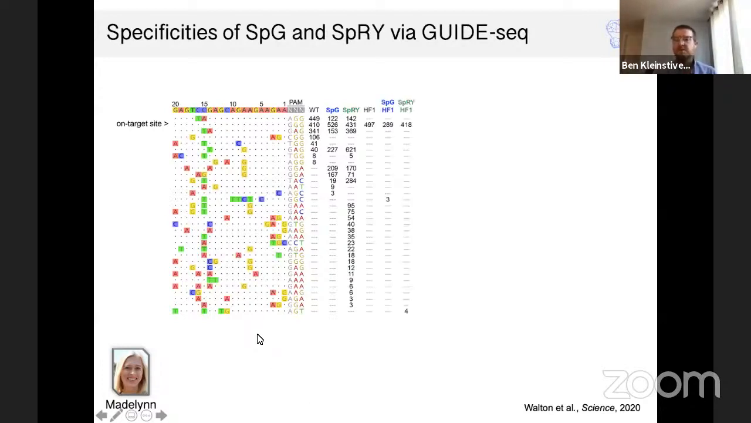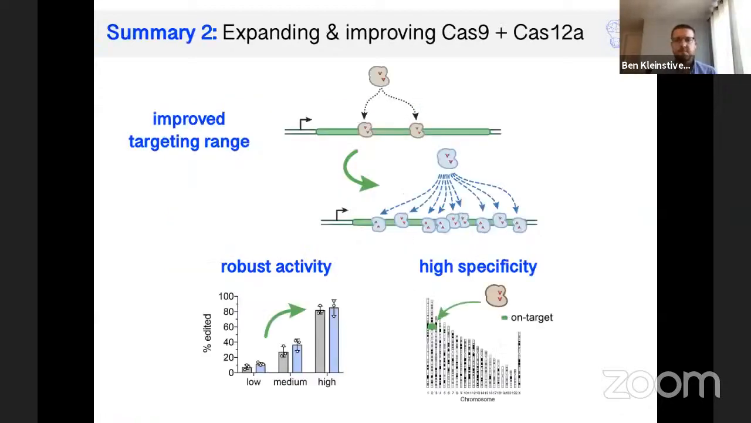But what we're able to do then is take the high fidelity proteins and combine them with our expanded targeting range proteins to now eliminate all of these new off targets that appeared with the expanded targeting ranges of SpG and SpRY. So by combining our high fidelity or safer enzymes with our expanded targeting range enzymes, we now have these proteins that can frequently target throughout the genome, but now retain a relatively safe genome editing profile.